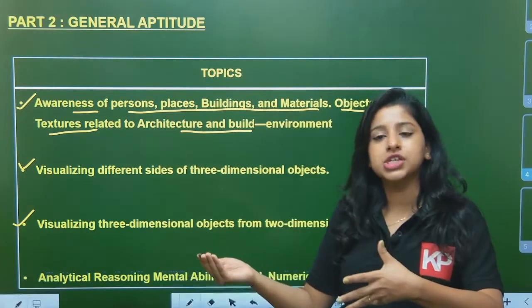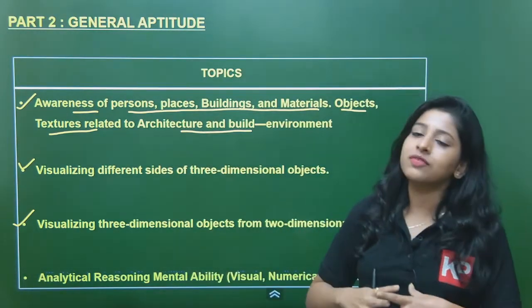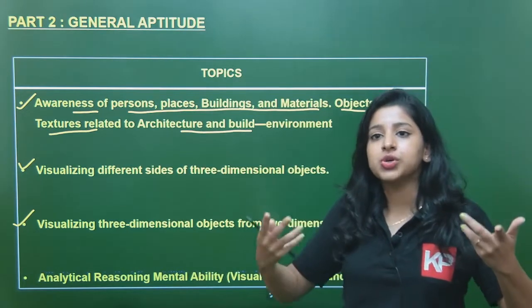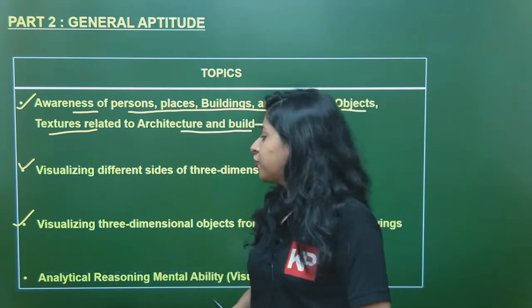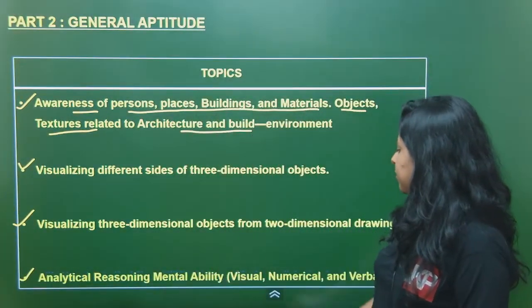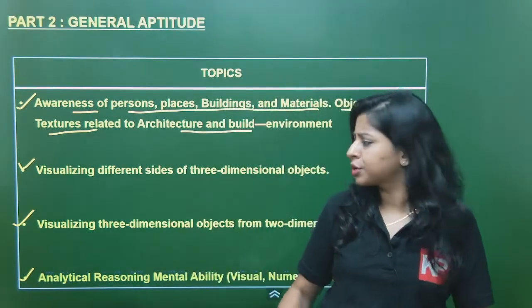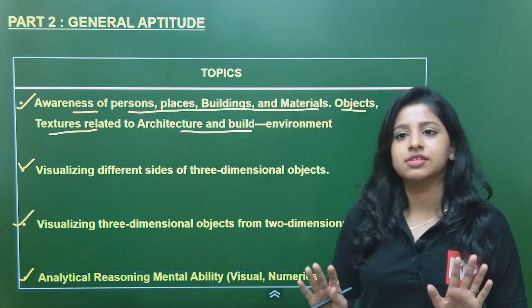Either you'll be given a 3D shape and you have to identify the 2D part of it, or you will be given a 2D shape and you have to visualize how it will look in 3D form. And the last part is analytical reasoning, mental ability, visual, numerical and verbal. In very simple terms, this is basically your aptitude.